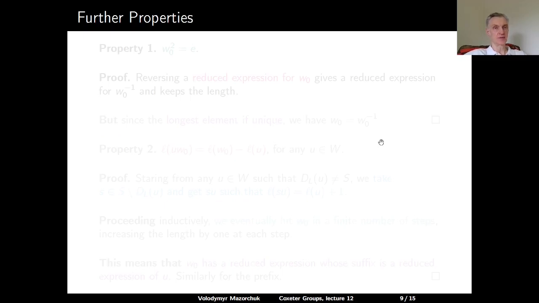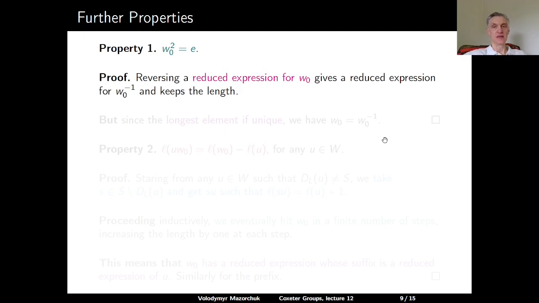Let us discuss some other properties of the longest element. Property 1. The longest element squared is the identity. Proof: take a reduced expression of w0 and reverse it, you get a reduced expression for w0 inverse, but the length is preserved. But since the longest element is unique, we get that w0 is equal to w0 inverse.